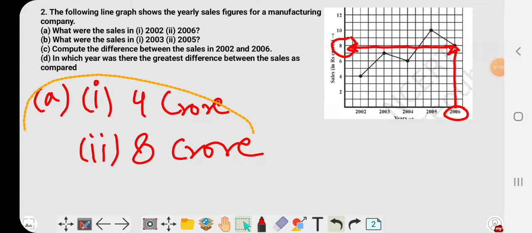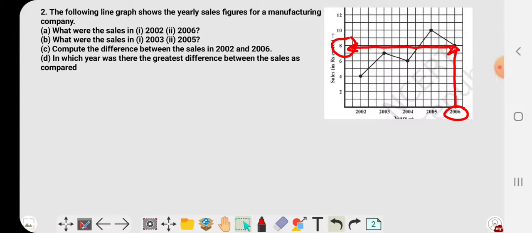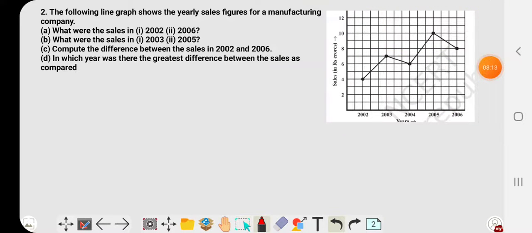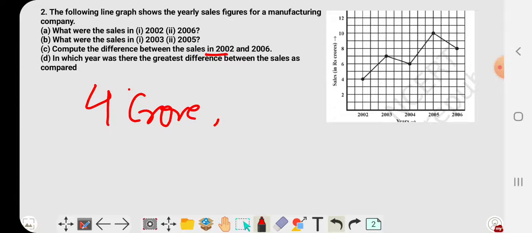Come to part B. What were the sale in 2003 and 5? It is just like part A. You will do it yourself. Now compute the difference between sale in 2002 and 2006. You can see here the sale in 2002. What is that? 4 crore. And sale in 2006 is 8 crore. So can you find the difference between these two?